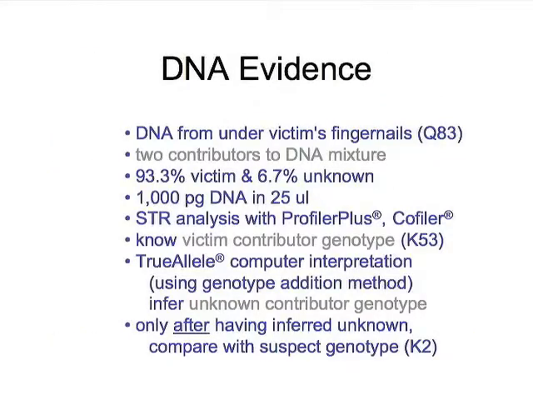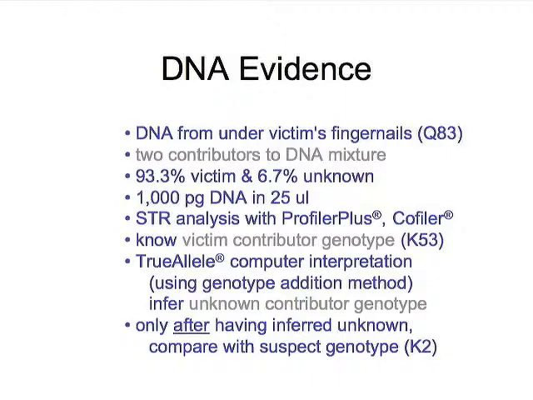What were the data? Well, the DNA evidence came from under the victim's fingernails. You'll see the data in a second, or some of it. There were clearly two contributors to this DNA mixture. Overwhelmingly it was the victim's own DNA that comprised over 93% of the evidence as it was calculated by the machine. And there was an unknown 6.7%.